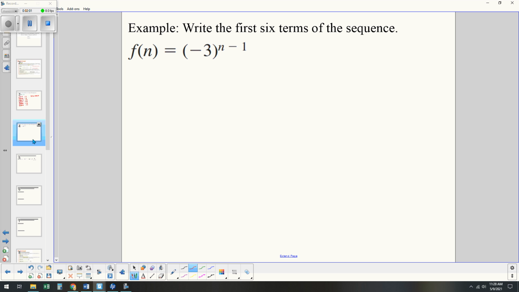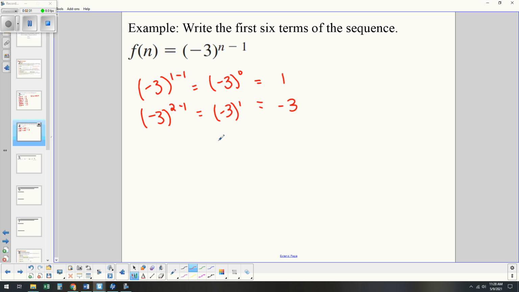All right, let's do another one. This one's written a little differently. So this is negative 3 raised to the n minus 1 power. So for my first term, that would be negative 3 to the 1 minus 1, or negative 3 to the 0. And if you recall from Algebra 1, anything raised to the 0 power is really just 1. Then we would do negative 3 to the 2 minus 1, which is really negative 3 to the first power. And negative 3 not raised to anything really is just negative 3.